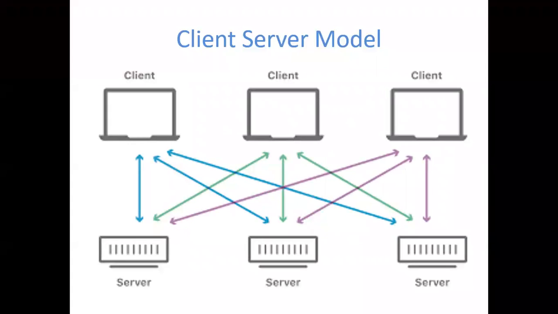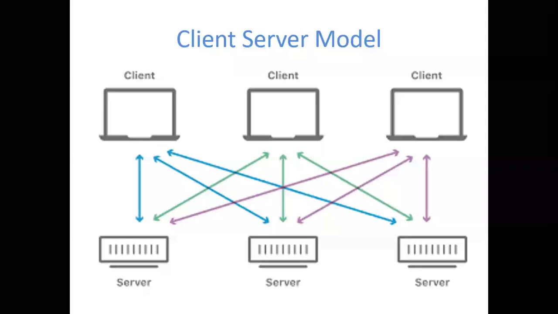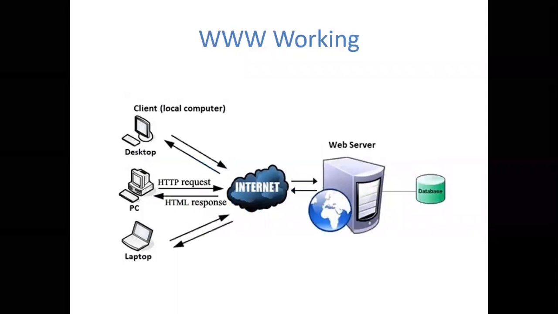So multiple clients and multiple servers. Multiple clients can access multiple servers, but a single server can cater to multiple clients. This is a very basic picture of how the internet works. Client side, which is on the left side, that is the client: desktop, laptop, etc. You have internet, you have a web server, and then database. Whatever information the server has is stored in the web server as well as a database.